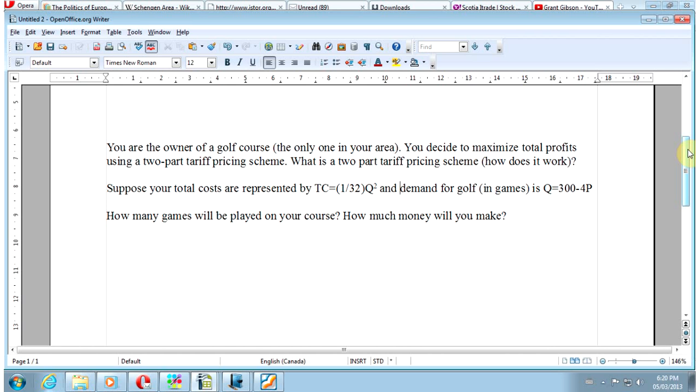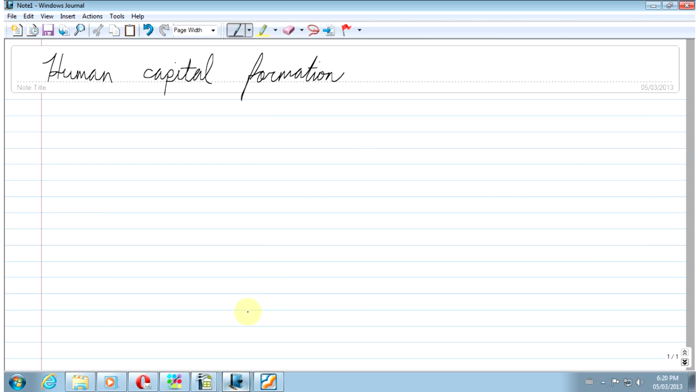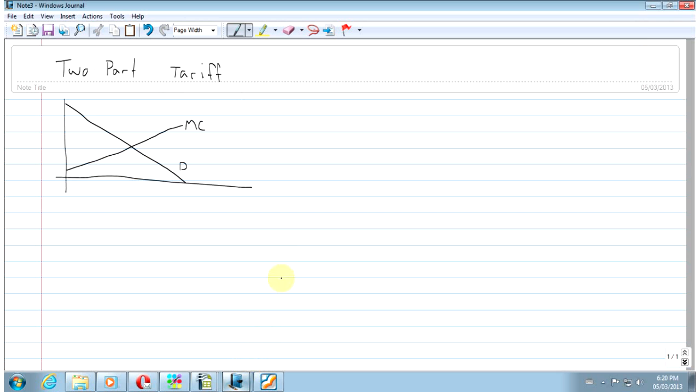Okay, so pause the video, make your attempt, and I'll show you how it's done. Okay, so in a two-part tariff model, this one specifically, we have increasing marginal cost. You could have constant marginal cost. But the idea is to charge a price equal to the intersection of marginal cost and demand.